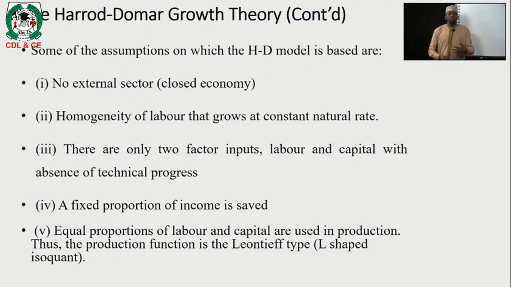So, the Harrod-Domar-Groot theory has a set of assumptions. One of them is that there is no external sector, that the economy is a closed economy. The other one, that there is homogeneity of labor that grows at a constant natural rate, meaning that labor in the economy is homogeneous. The skill, the productivity level of all that constitutes labor supply in the economy is the same across the board. Then there are only two factor inputs, labor and capital, with absence of technical progress. Then the other assumption is that a fixed proportion of income is saved. The fifth one is that equal proportions of labor and capital are used in production. Thus, the production function is Leontief type, L-shaped isoquant.